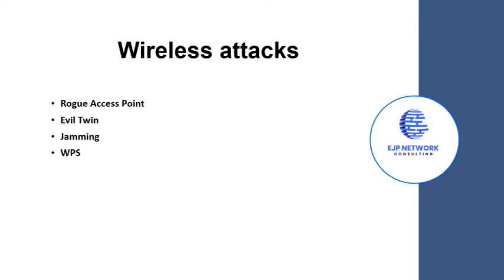Next is WPS. WPS stands for Wi-Fi Protected Setup. It allows people to easily connect to your wireless network by simply pushing a button on your access point. Since 2011, it has been discovered that WPS has vulnerabilities, which means a hacker can use a brute force attack to get access to your wireless network.